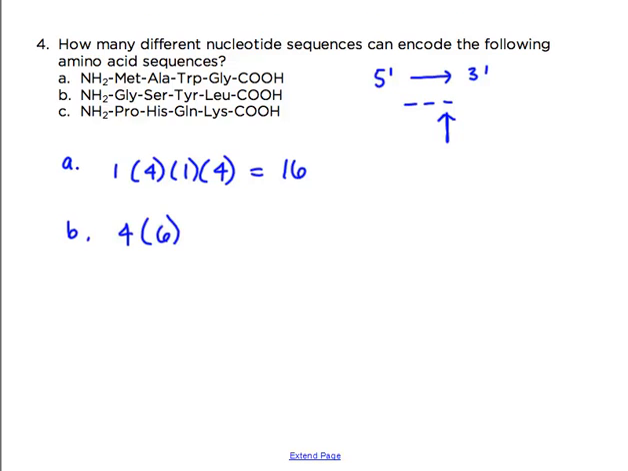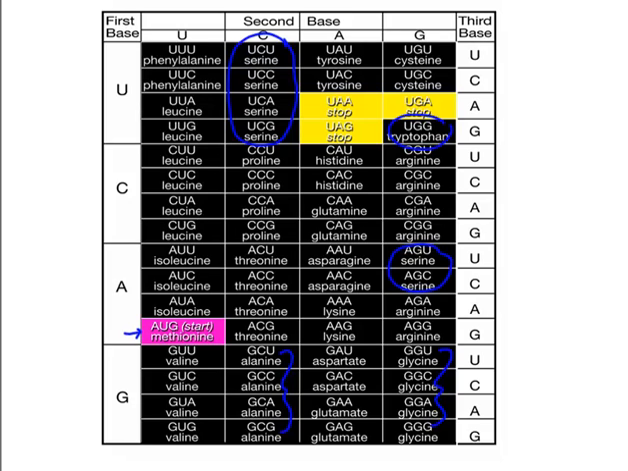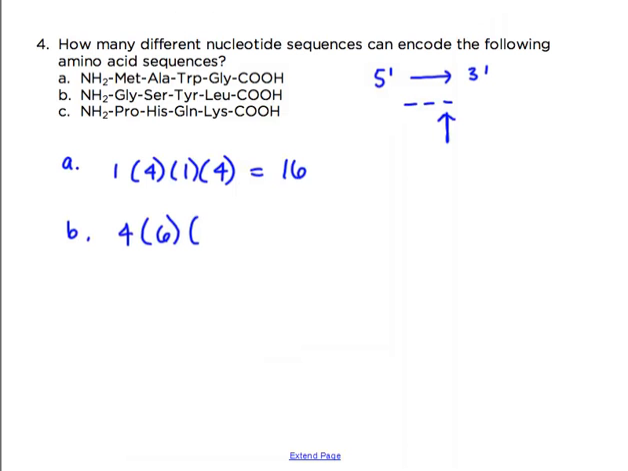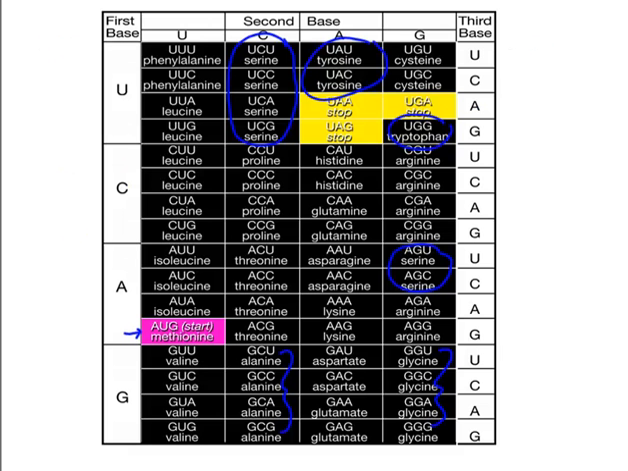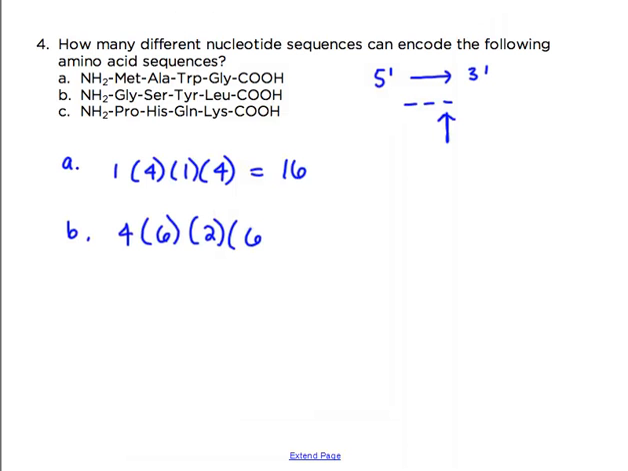Then you have tyrosine. So tyrosine, there's 2 up here. And if you scan through, those seem to be the only ones. So there's just 2. And then for leucine, you have, let's see, 1, 2, 3, you have 6 here. And if you scan through, those are the only ones. So there's 6 for leucine again.